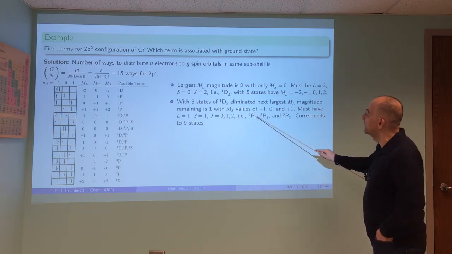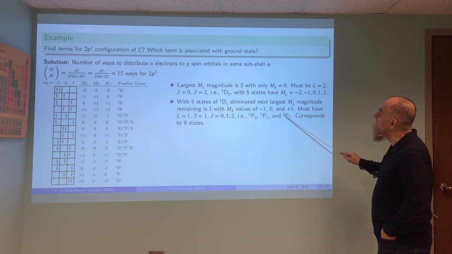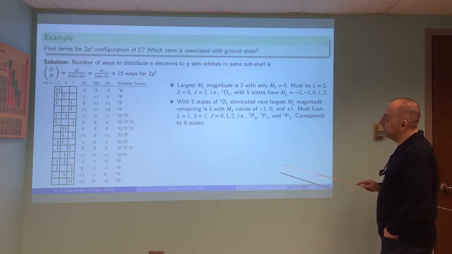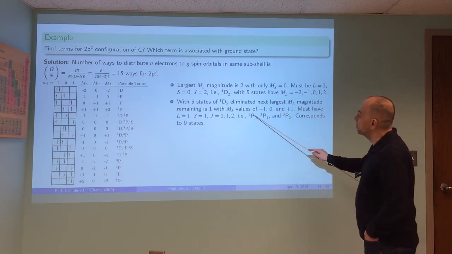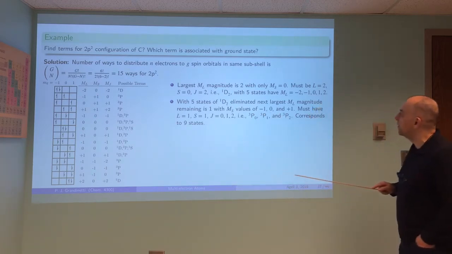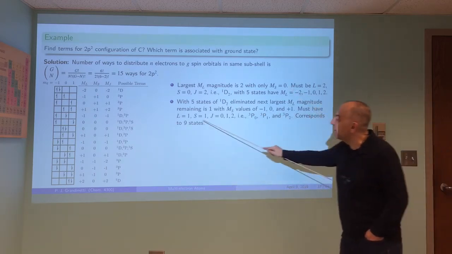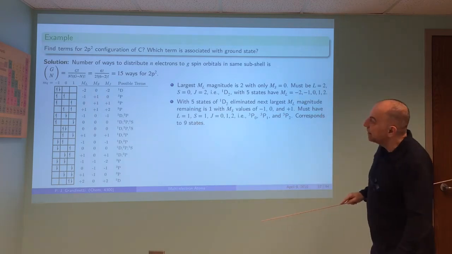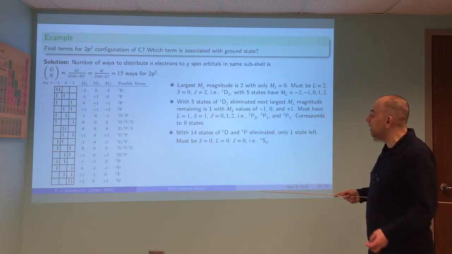So we're going to have triplet P0, triplet P1, and triplet P2. Each of these is 3 states, 3 states, and 3 states, so that's a total of 9 states. So we just accounted for 5, here we account for 9, and we have 15 total, so that means there's only 1 left.